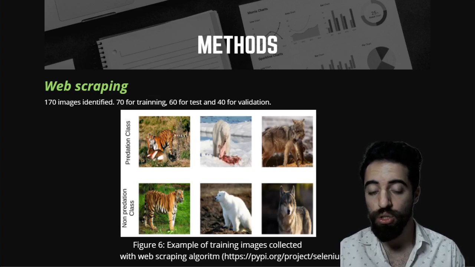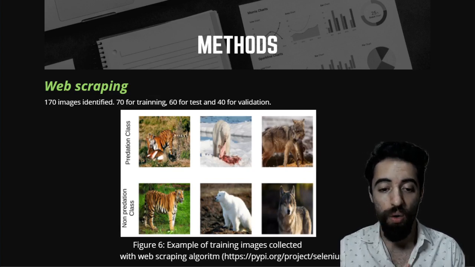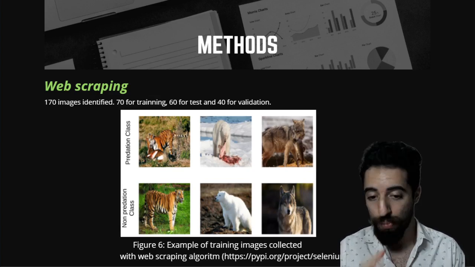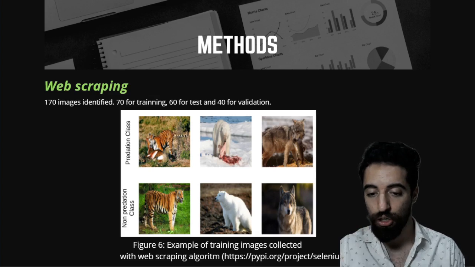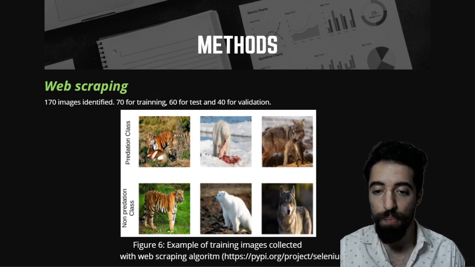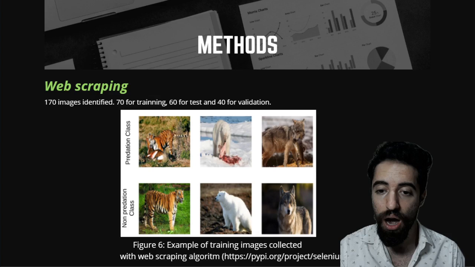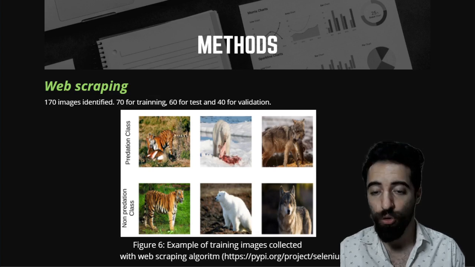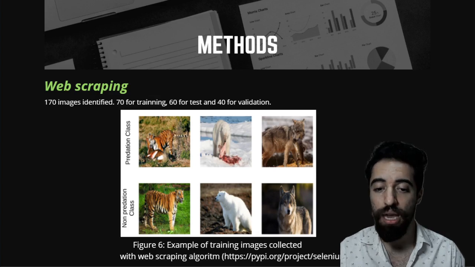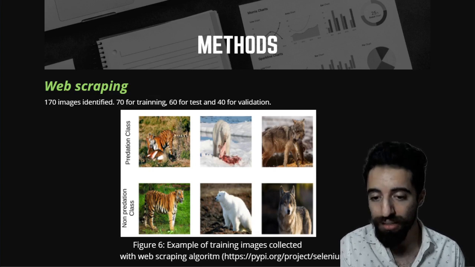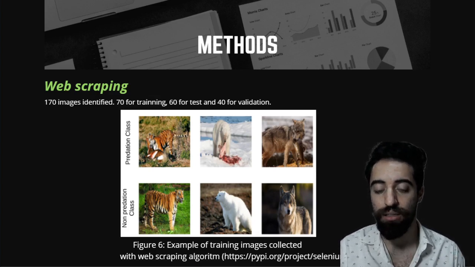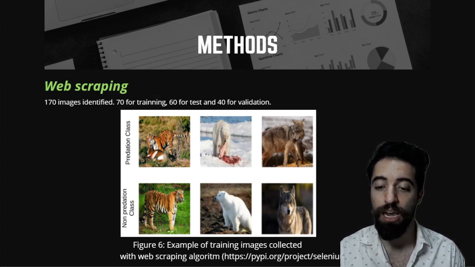So we collected a dataset, the one I'm showing in that picture. We used a web scraping algorithm based on Python and Selenium, and we grabbed 170 images and split them into training, test, and validation sets. We have 70, 60, and 40 images for each of those.